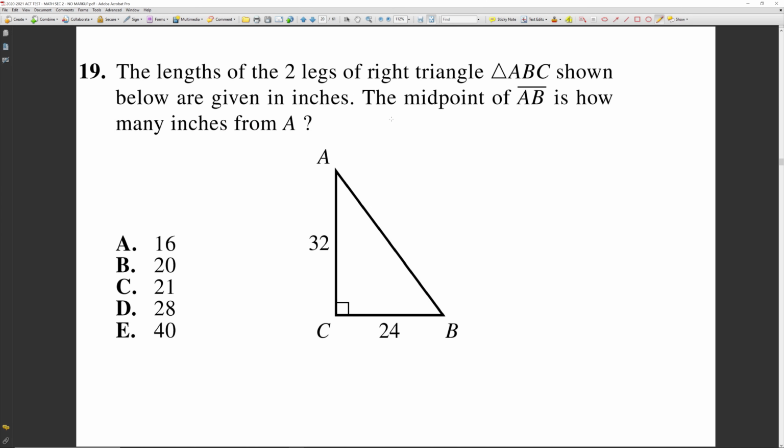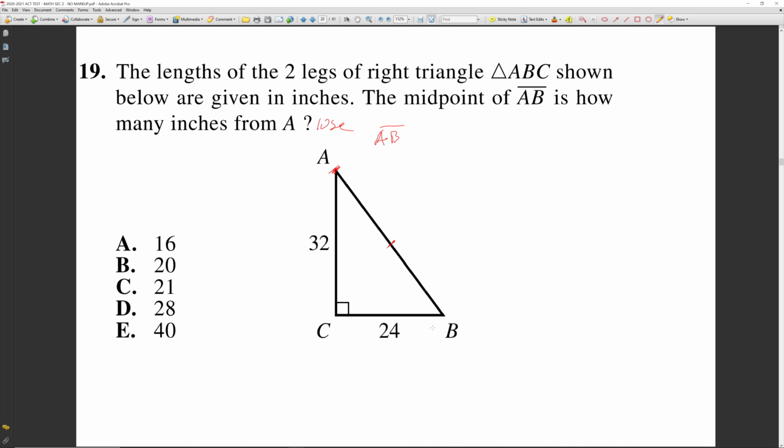Excellent. Number 19. The lengths of the two legs of the right triangle ABC shown below are given in inches. The midpoint of AB is how many inches from A? The midpoint of AB, here to here. Well, in order to do that, I gotta find the whole length of AB first. In reality, this is a 10-second problem.